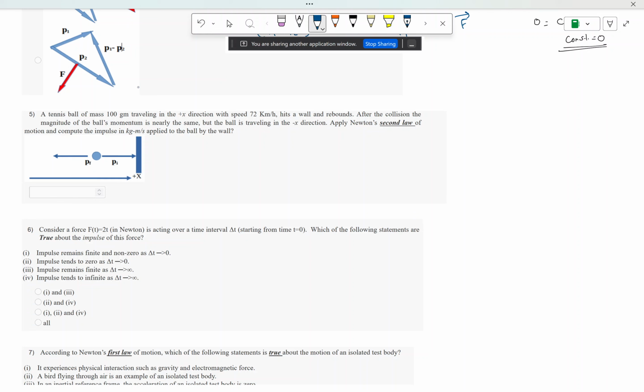After the collision, the magnitude of the ball's momentum is nearly the same, but the ball is traveling in the minus x direction. Then apply Newton's second law of motion and compute the impulse in kg meter per second that is applied to the ball by the wall.